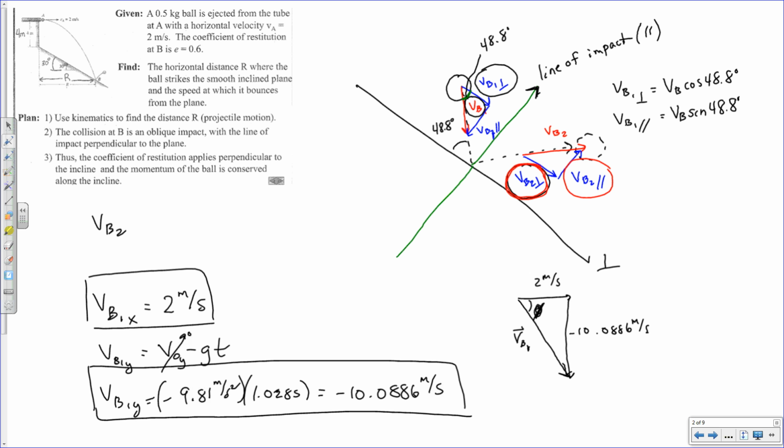Okay. So when we're dealing with oblique impact, we study it from the perspective of the momentum that's directed along the line of impact, and from the perspective of the momentum that's directed along a line that's perpendicular to the line of impact. And we use the appropriate equations to solve from there.